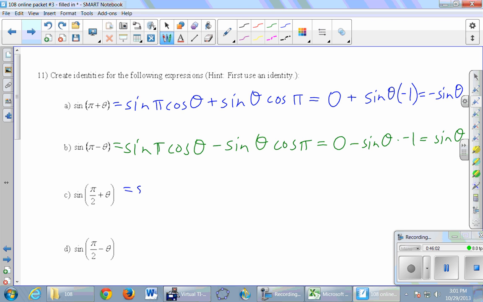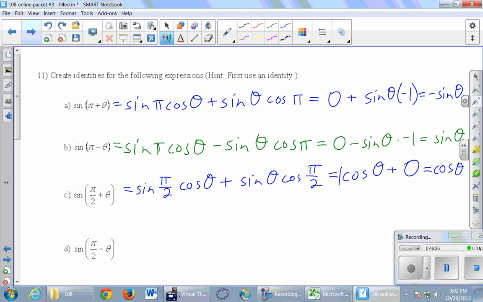Okay, sine of the first, cosine of the second, plus, copy the sign, sine of the second, cosine of the first. Sine of pi over 2 is 1. So this one just becomes 1 times cosine theta, plus cosine of pi over 2 is 0. So this is really just cosine of theta. And you might ask yourself if that's reasonable. If you think about what the graph of sine of pi over 2 plus theta looks like, it should be an easy transformation from the graph of sine theta. Does it land exactly on the graph of cosine theta?